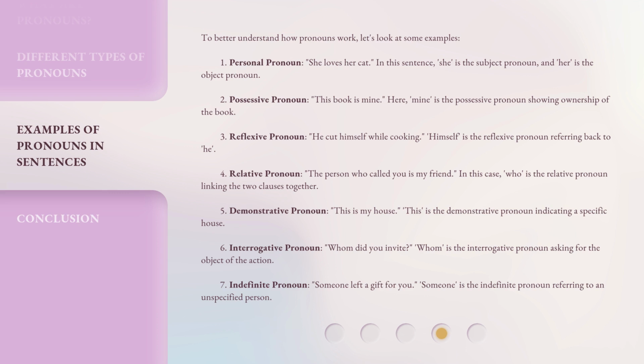5. Demonstrative pronoun. This is my house. This is the demonstrative pronoun indicating a specific house. 6. Interrogative pronoun. Whom did you invite? Whom is the interrogative pronoun asking for the object of the action. 7. Indefinite pronoun. Someone left a gift for you. Someone is the indefinite pronoun referring to an unspecified person.